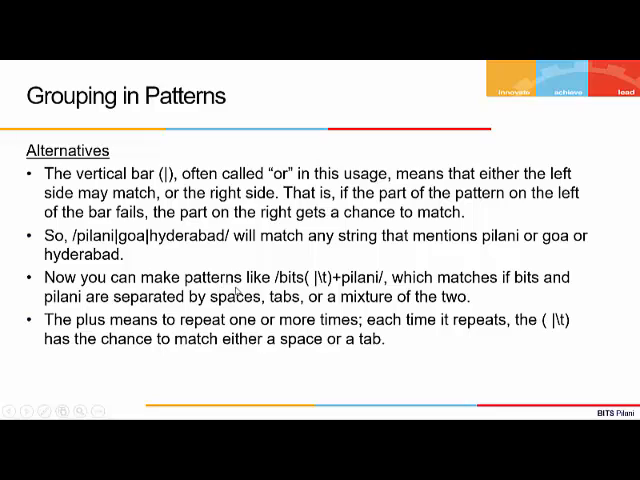You want to check, for example, a pattern like this. You can see with the example here, bits. After that, you have a tab and then Pilani. You want to check whether it matches bits and Pilani, separated by spaces or tabs or a mixture of the two. This plus means to repeat one or more times. Each time it repeats, it also has a chance to match either a space or a tab. So this is how you can do alternatives by using the vertical bars within the grouping of the patterns. Fine, I think you are clear on what we have in regular expressions.